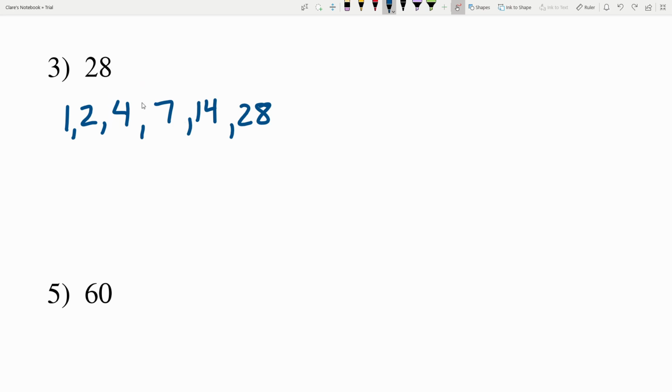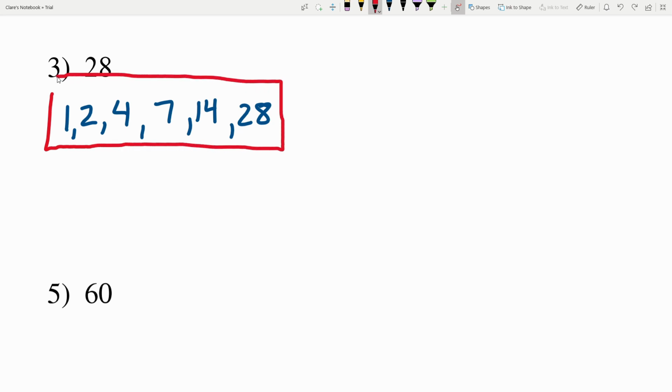So 5 doesn't divide 28 because it doesn't end in a 0 or a 5, and 6 doesn't divide into 28 because it wasn't divisible by 3. In order to be divisible by 6, it has to be divisible by both 2 and 3, which this number is not. Therefore, the factors of 28 are 1, 2, 4, 7, 14, and 28.